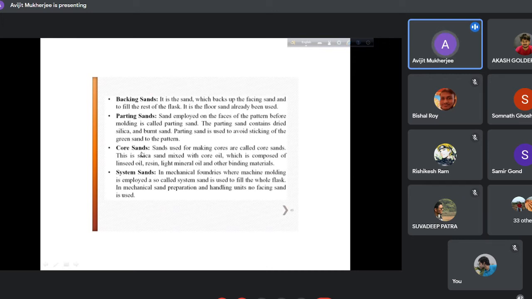Those protruded portions are known as core prints. Mind that, core prints, and core is another term. When this pattern is used, the pattern was placed on the drag on the floor and was rammed. So after the withdrawal of the pattern, some holes were generated. You observe the video very carefully. Some holes were generated, conforming to those cylindrical or curved shapes along with the shape of the pattern. Now, why are these holes required?